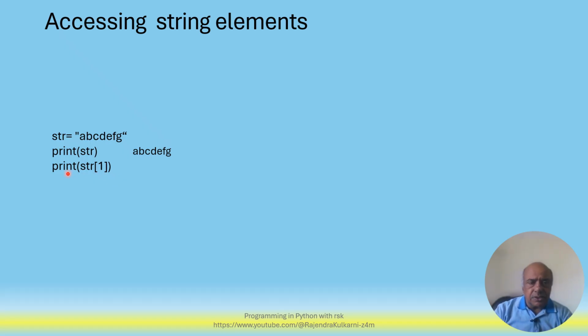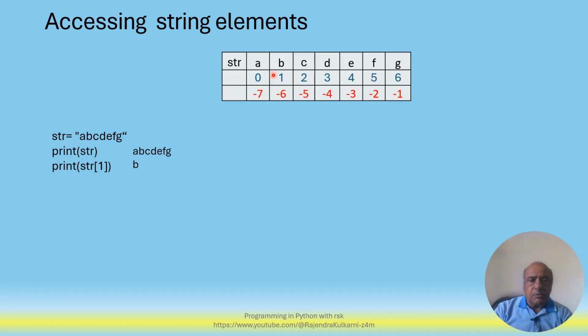What do we expect this to output? Index in a string starts from 0. So 0 is A, 1 is B. So the output should be B. That is what it is showing here. We can see a string A, B, C, D, E, F, G named str has the index 0 to 6.